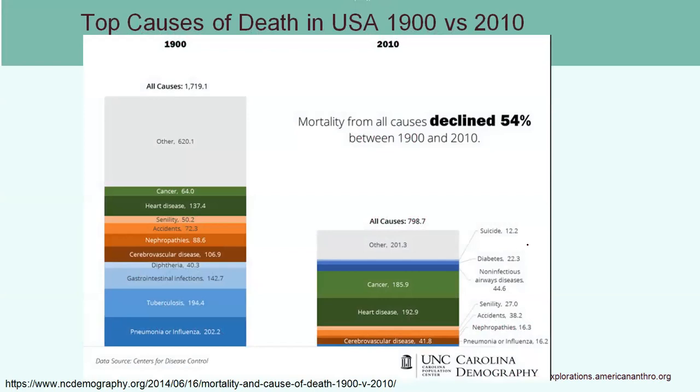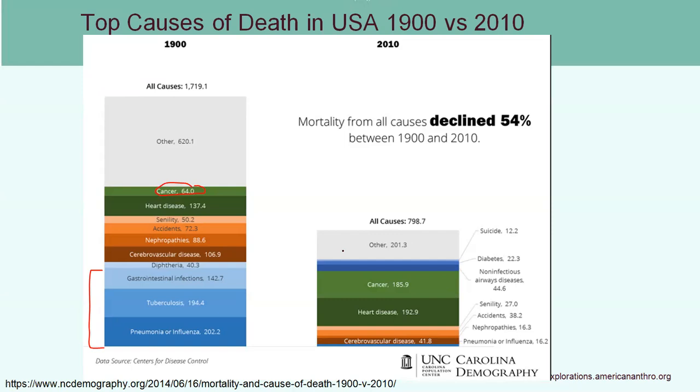Let's look at the changes in the types of diseases that humans were exposed to. Back in 1900, if you look at the chart on the left, you can see that the most common infections are what's causing death. So pneumonia and tuberculosis, both lung diseases, then gastrointestinal infections. Diphtheria is another one that affects your breathing. Things like cerebrovascular disease, so problems with the brain like stroke, and the incidence of cancer are relatively low.